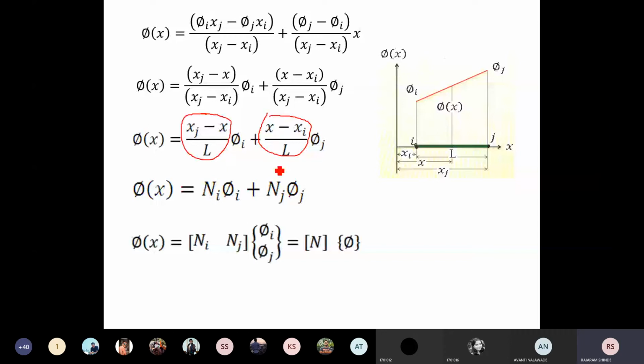In case of a one dimensional linear element, there are only two shape functions. If we go for higher order elements, the number of shape functions increases. If we go for a two dimensional element, the number of shape functions is more. For three dimensional also, the number of shape functions is more. So in general, the field variable phi is equal to the shape function matrix into the phi matrix.